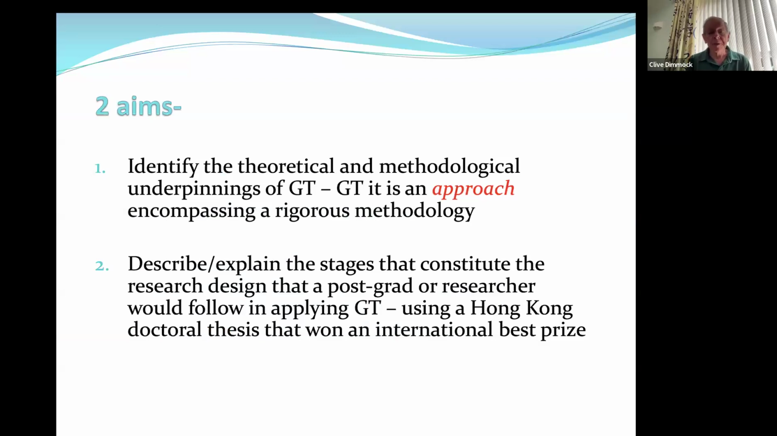So I've got two aims. To talk about the theoretical and methodological underpinnings of grounded theory. I'm going to call it GT from now on. And I actually have always said to my students, don't call it a methodology because it's more than that. It's actually an approach, which you'll come to see.